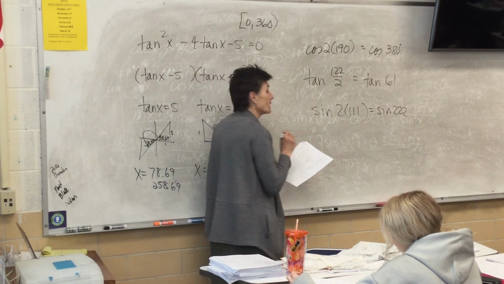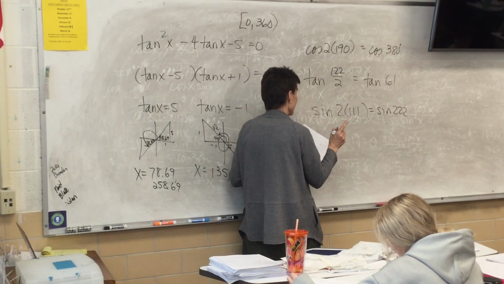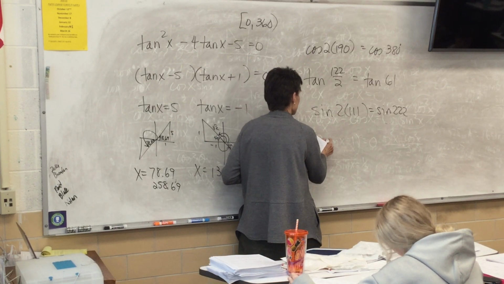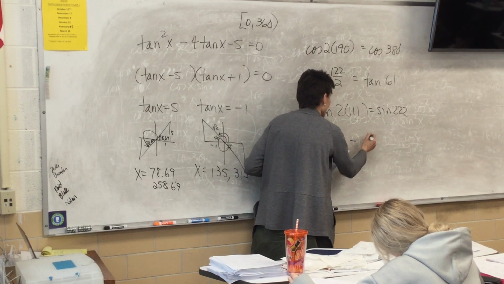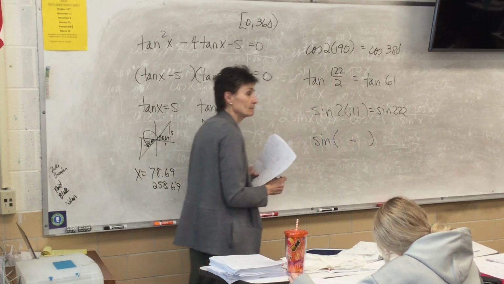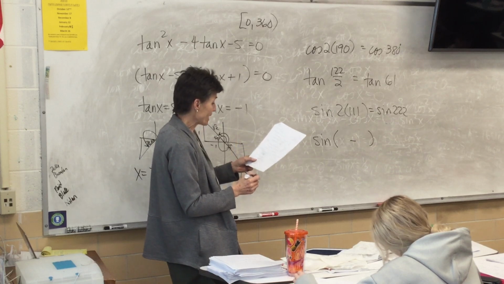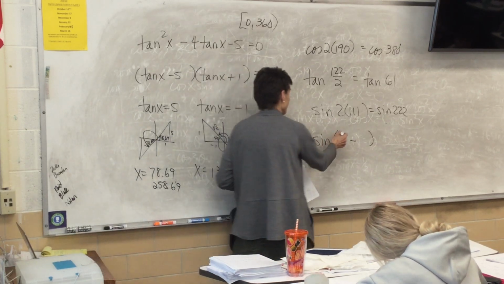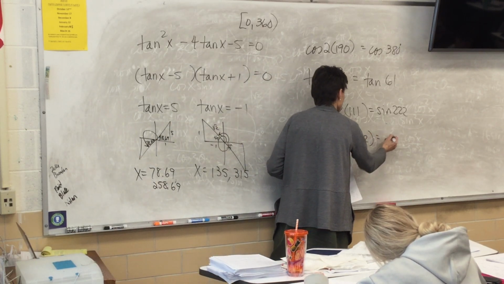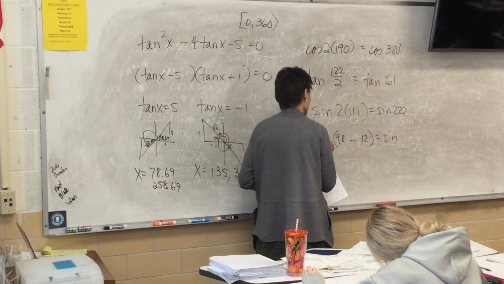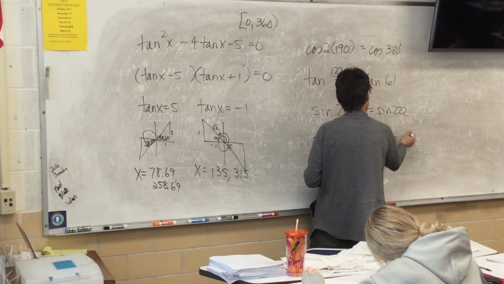98 minus 12. This is the form, not just the numbers. It's the formula for the sine of an angle minus an angle. And the angles are 98 and 12. So this is a formula for the sine of, what is that, 86?